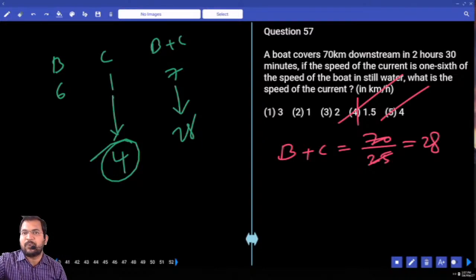Speed of the current is 1/6 of the speed of the boat. If the speed of the boat is 6, the speed of the current is 1. Are you clear? So together it is 7. Shall I go for the next question?